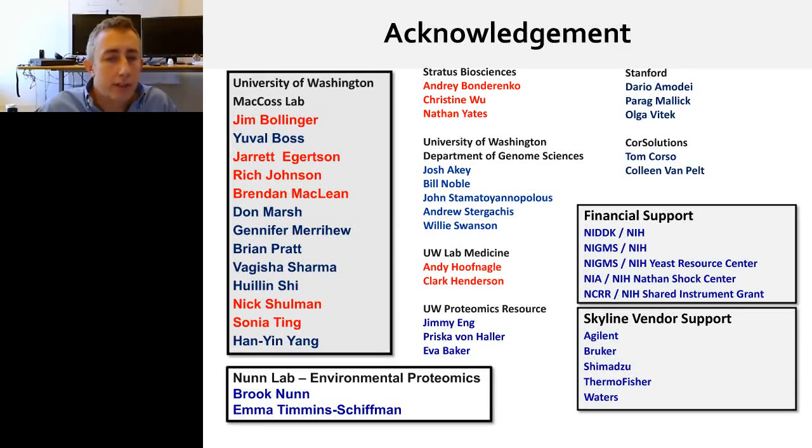There's been a lot of people who've done a lot of work in this. So a lot of our targeted proteomics work now is being done by Jim Bollinger. A lot of our data independent acquisition is being done by Jared Egertson and Rich Johnson and Sonia Ting. Brendan McLean and Nick Schulman are software engineers that made a lot of these tools possible and fast and robust. And all the course development is being done by a not-for-profit we set up called Stratus Biosciences. And a lot of the quantitative assays we're building are being done, at least in consultation, collaboration with Andy Hostengel's lab and Clark Henderson in his lab.